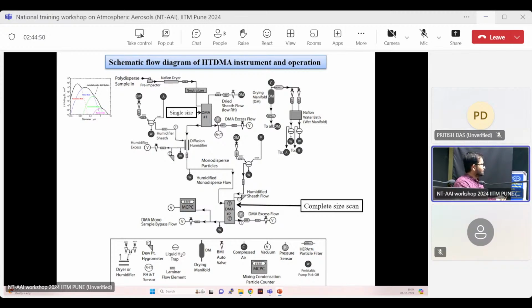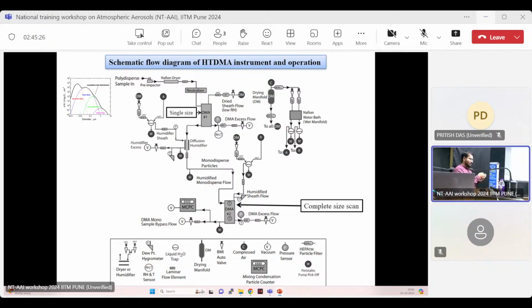Now these monodispersed particles are subjected to the humidifier, and this humidified air is coming from this Nafion water bath. If you can track this point A, it's basically here. From this point A, humidified air is being mixed with your sample air, that is the monodispersed aerosols. So this humidified air will transfer water vapor to your sample air streamline, and it will help that particle to grow. And this humidified water bath can be controlled.